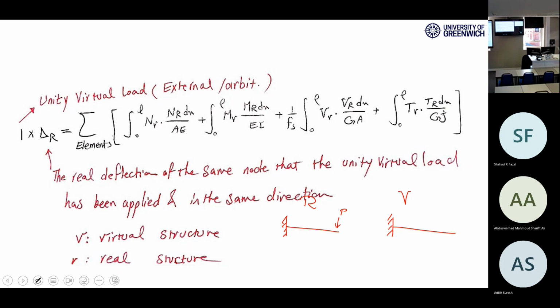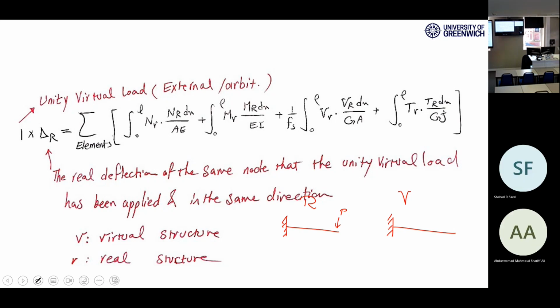The virtual loading is up to you. You can put whatever you want on your virtual structure. One example can be 1 kilonewton, but you can put 2, 3, 4 kilonewtons, whatever you want. What direction, whatever you want. It doesn't matter how many forces, 1 or 2. It's really up to you: how many, what value, which direction.